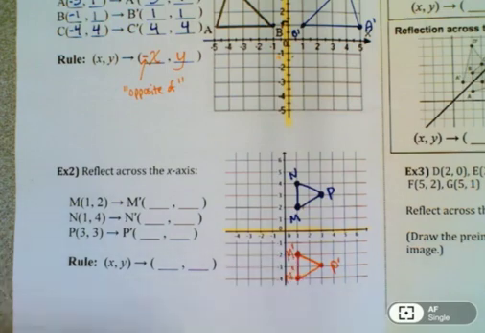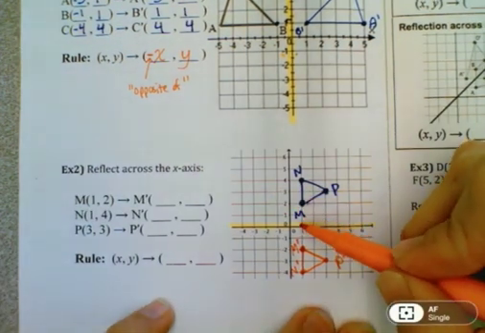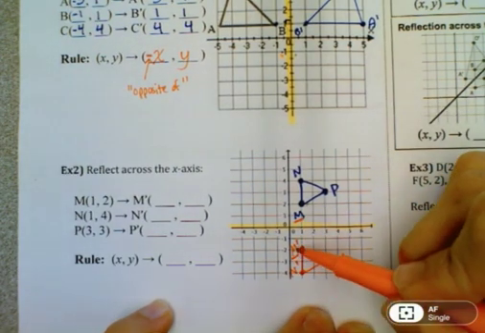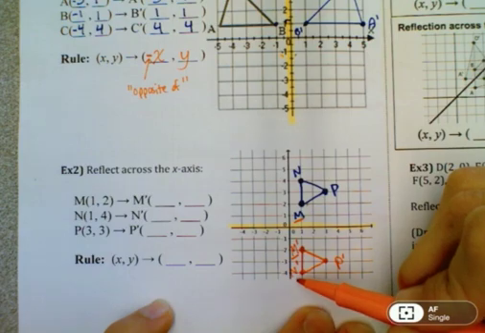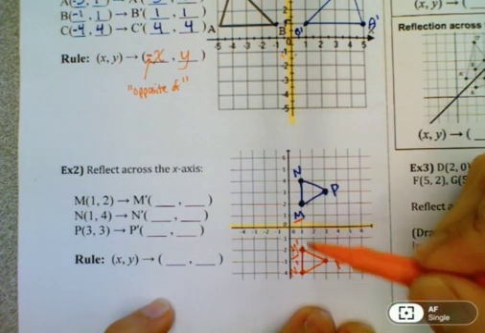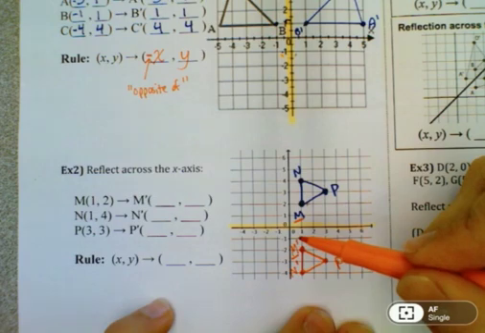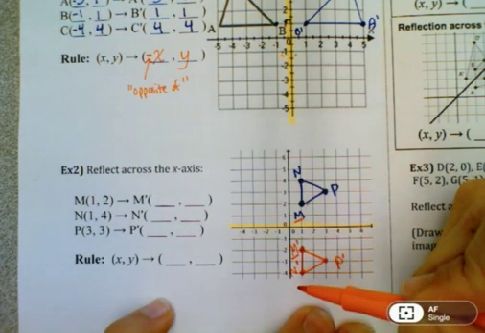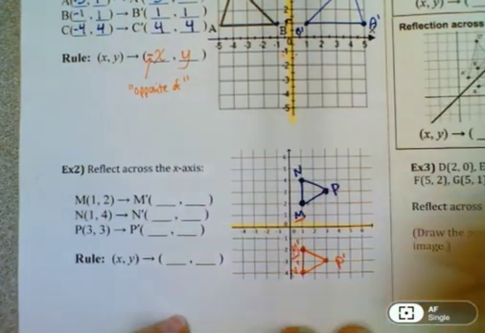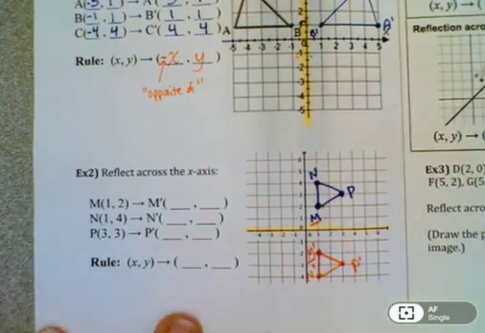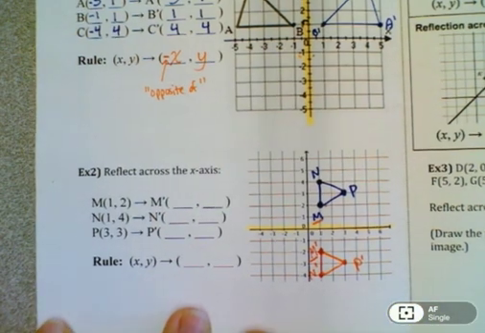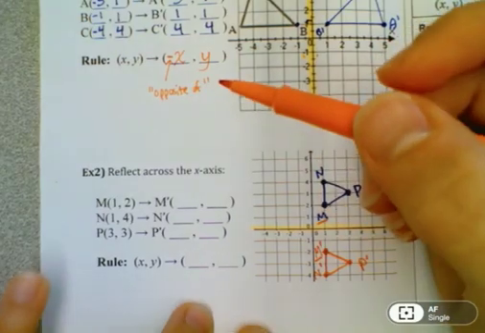It looks reflected. It also looks like a translation, right? The reason I know it's a reflection is because of where these points are located. If this had been N prime and this had been M prime, then it would have been a translation. But because the M's are each 2 units away from the line of reflection and the N's are each 4 units away, I know that this was a flip, a reflection. So take a minute and fill out your image points and then see if you can develop the rule on your own. I'll do it as you guys are working.